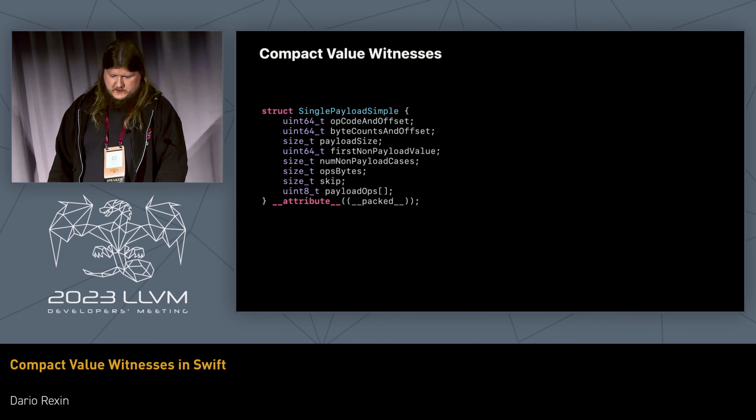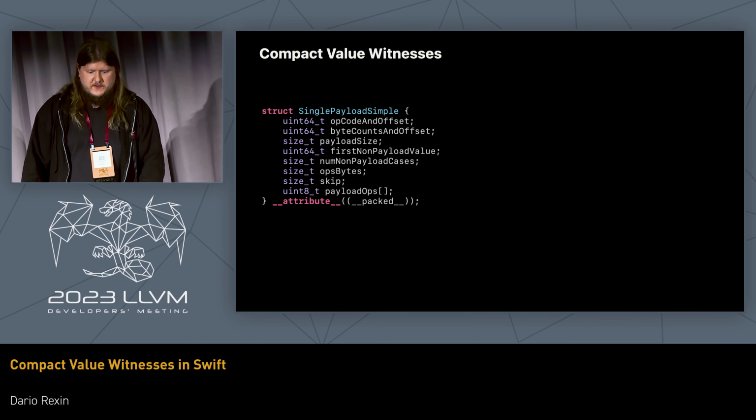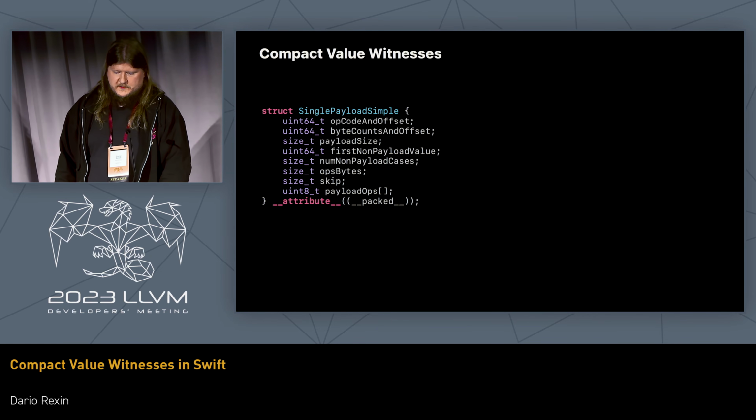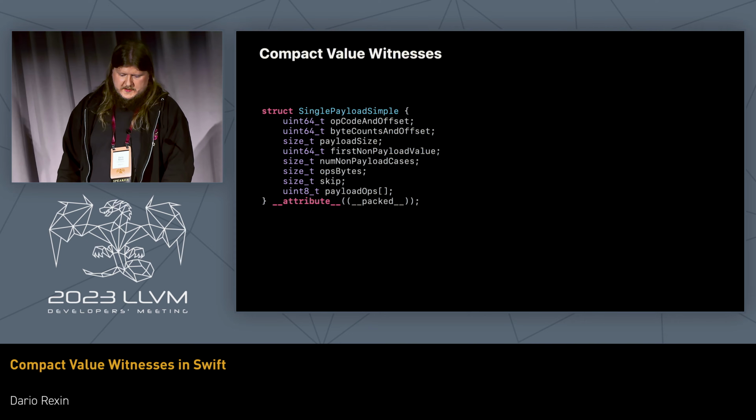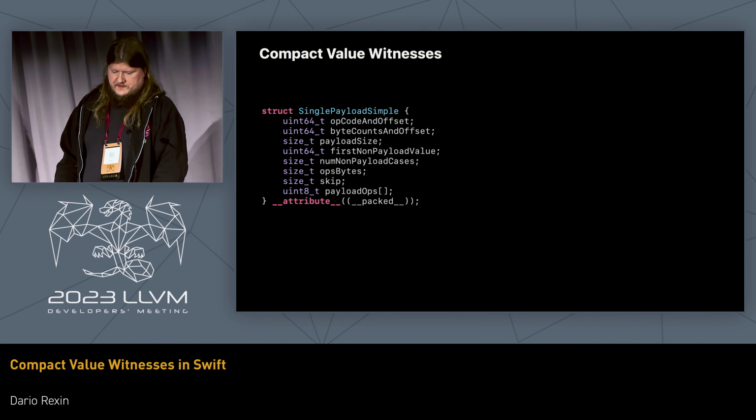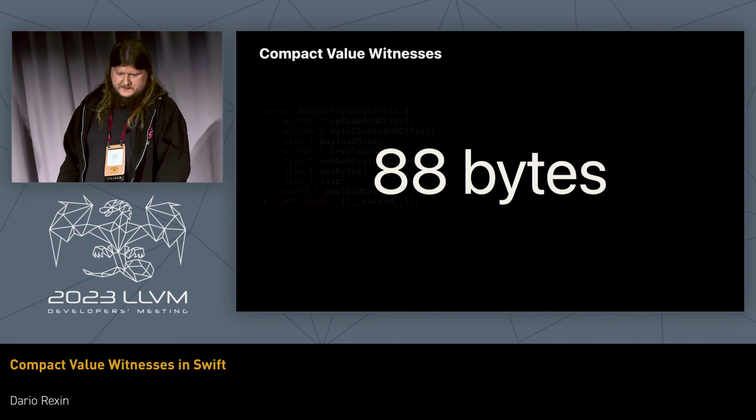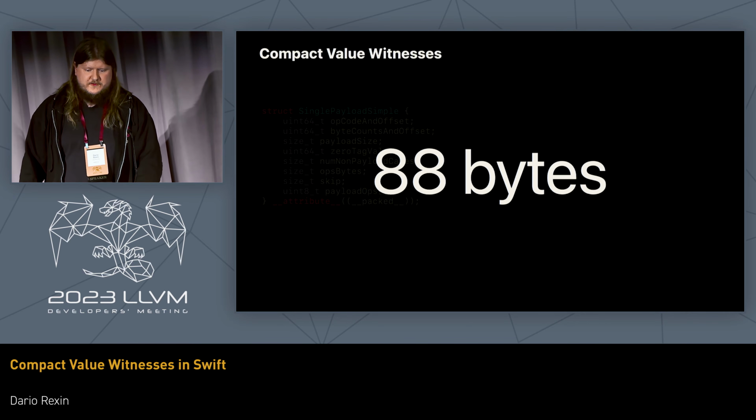Because the extra inhabitants don't always start at 0, we also store the value of the first non-payload case and the number of non-payload cases, so we can identify the particular case we're looking at. We also store the number of bytes used for the payload operations and the skip value. These are required to skip forward in case of a non-payload case. And at the end, we store the operations for the payload. As you can see, layout strings for enums are a bit bigger, but we're still reducing the size from 480 to just 88 bytes.